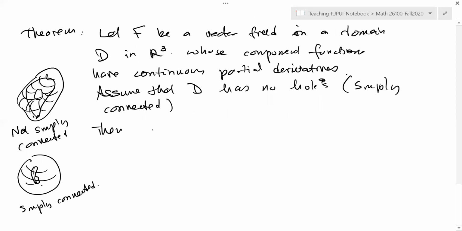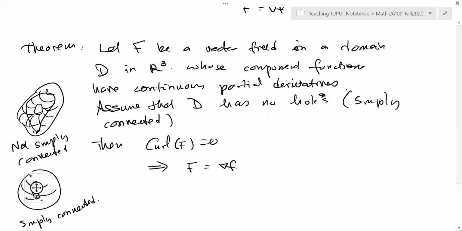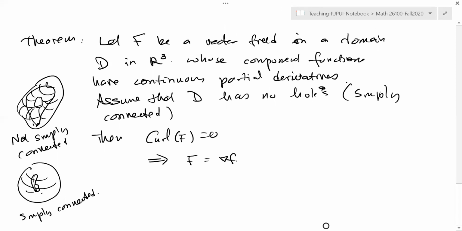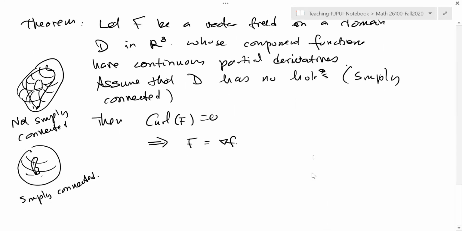Then the curl of F equals 0 implies F is the gradient of some f. Now, in the book, they make it easier. They don't want to explain what simply connected means. So in the book, they just assume that F is defined on the whole R3, the whole space. Of course, that's simply connected. This is a topological concept in mathematics. So we solve the problem, we answer the question.